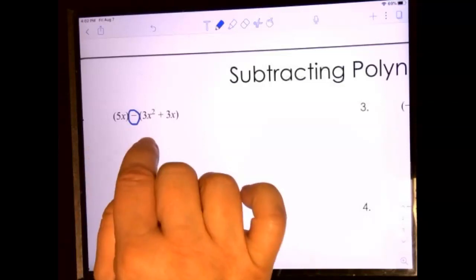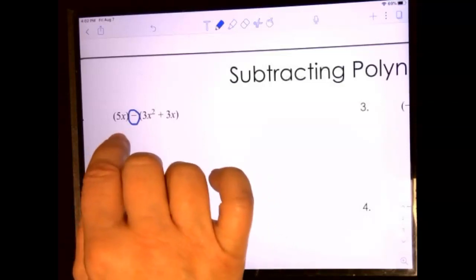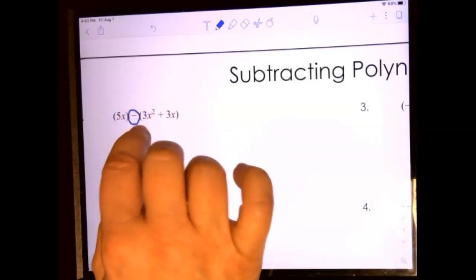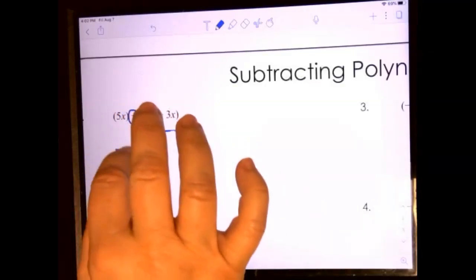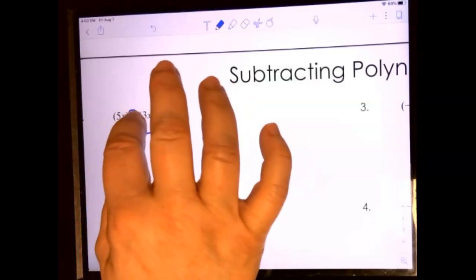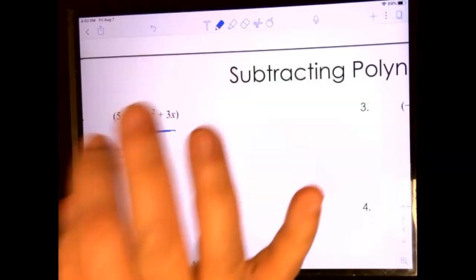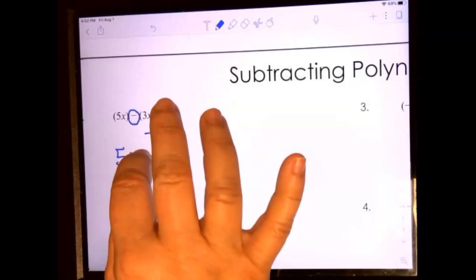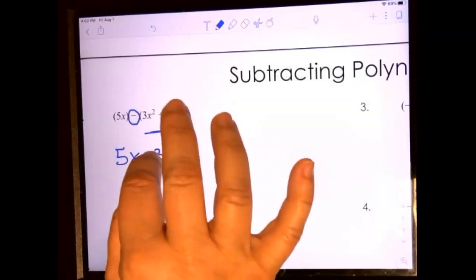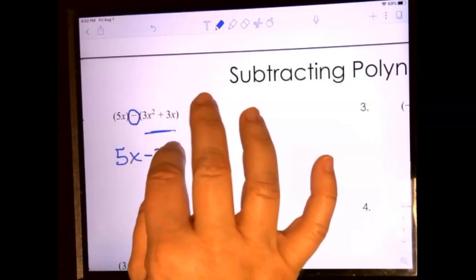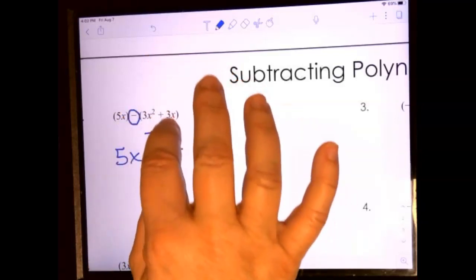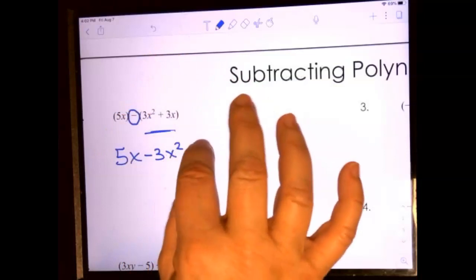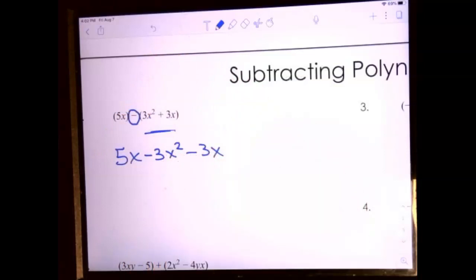So what I need to do is change the sign. Whatever's inside here is going to change. So I have 5x, and then I can drop the parentheses on the first one because that's not going to change. On the second one, though, I can drop it when I change the signs. So I'll say minus x squared because it's plus inside here. And this is plus 3x, so it's minus 3x. And now I can add them together.